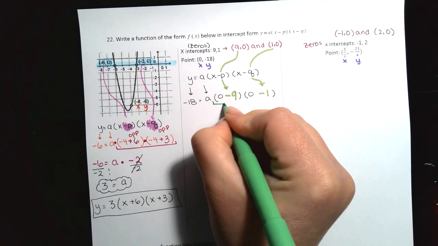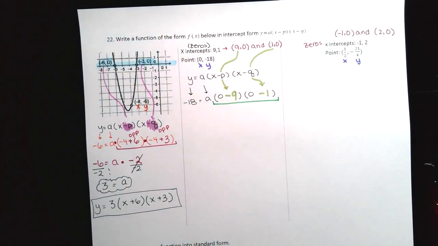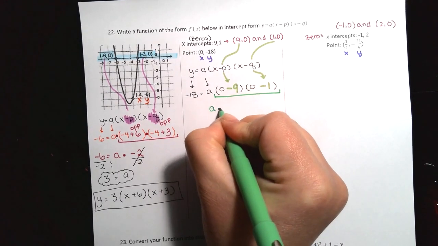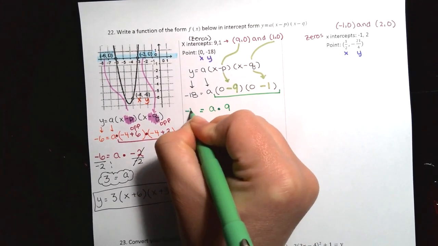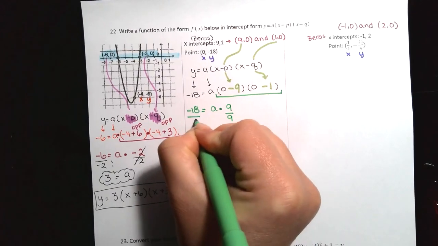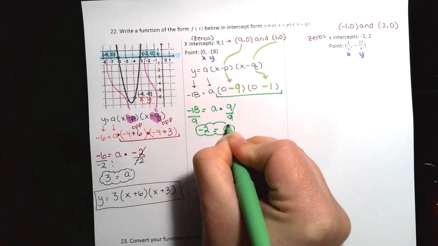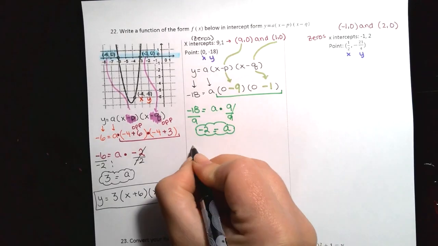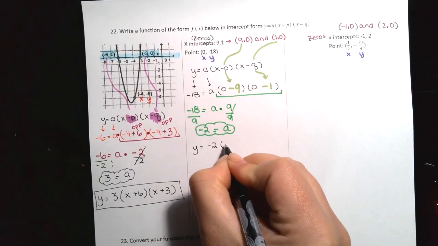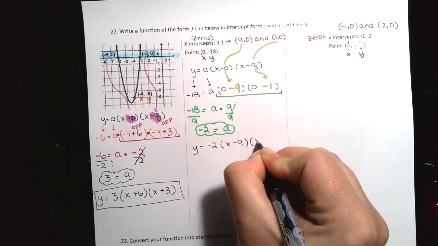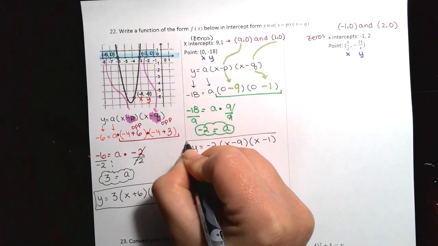This bottom section right here, or the 2 parentheses, can be typed into the calculator. So we got 0 minus 9, open, 0 minus 1. And again, let the calculator do the thinking for you so you don't accidentally make a mistake. Multiplication dot here, which triggers us to divide. And we get -2 for a. Writing out our equation, y equals -2, that's our a. X, opposite of what we see, so -9 for our intercept, and -1 for our intercept.